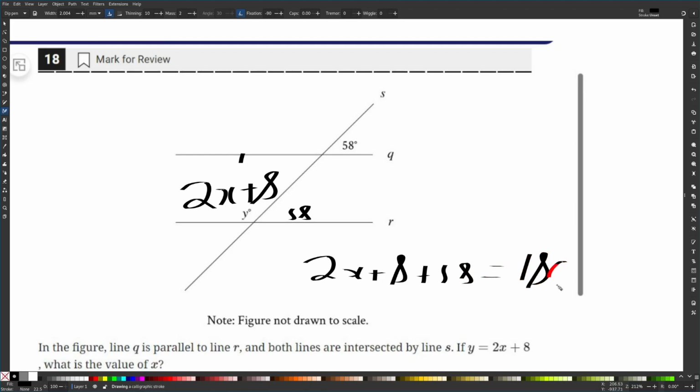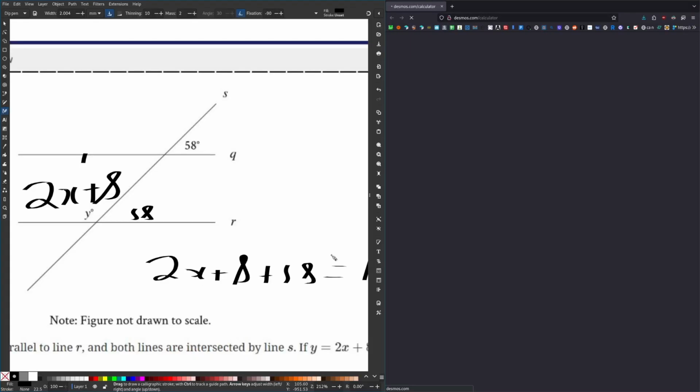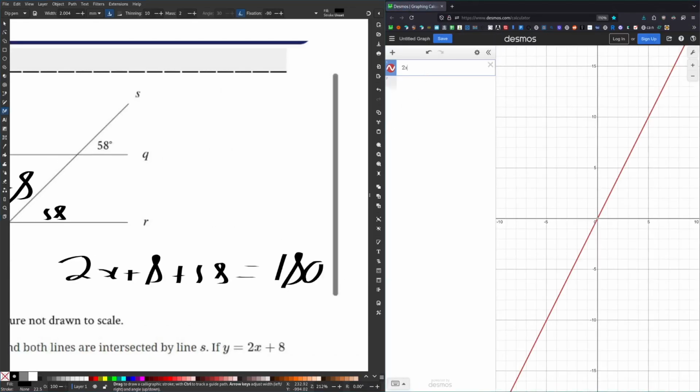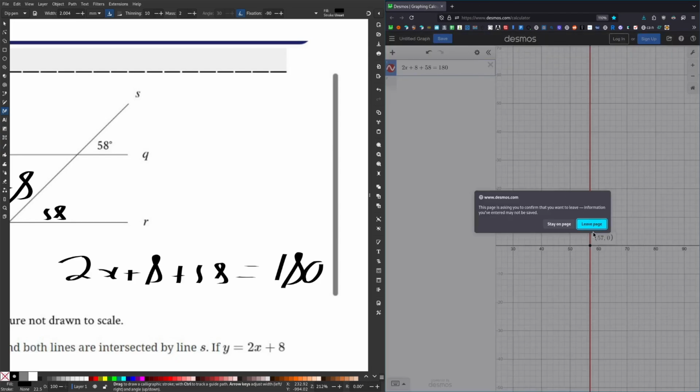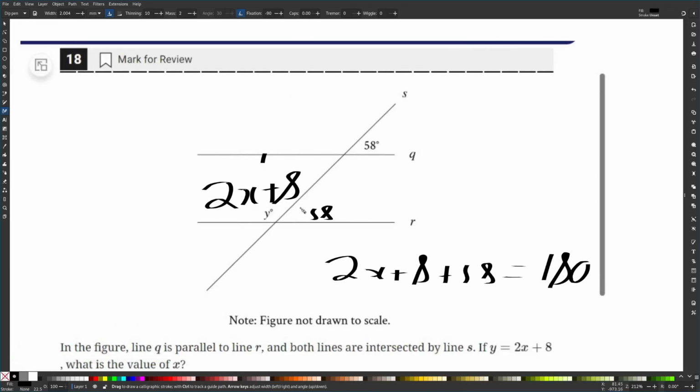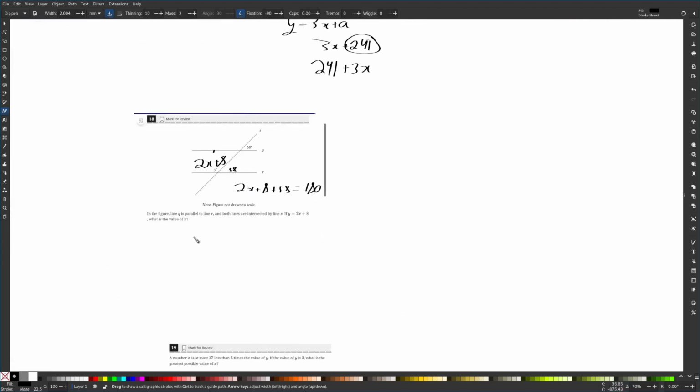If you want to save time, I would just do decimals. 2 plus 8 plus 58 to 180. And we get that x is equal to 57. Okay. X is equal to 57.